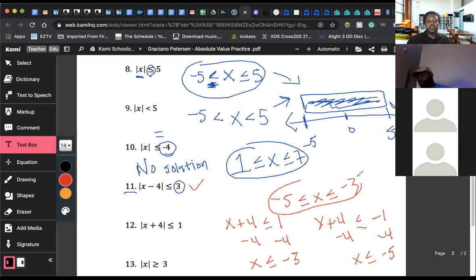So this is our solution to number 12. And we're going to check it by plugging in -4 as our answer. Let's see if -4 works. -4 plus 4 is going to give me 0. The absolute value of 0 is just 0. And 0 is, in fact, less than or equal to 1. So this works. This range is the correct answer for number 12.